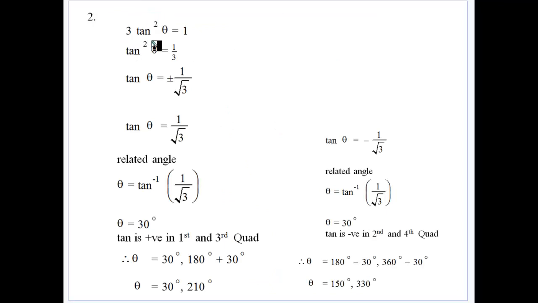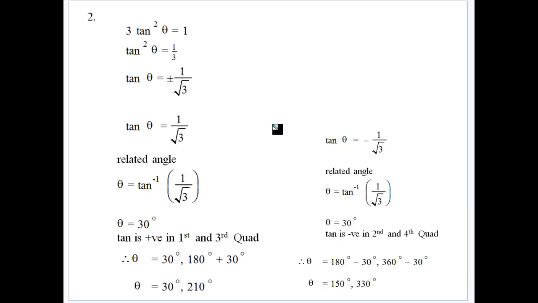So this one has a bit more manipulation. We want, again, to get down to tan of theta by itself, but we need to divide by 3 and then take the square root, which we can start to see that we get two solutions for tan of theta. We get plus or minus 1 on root 3, because for the square root of both those, we have to take the positive and negative square roots.